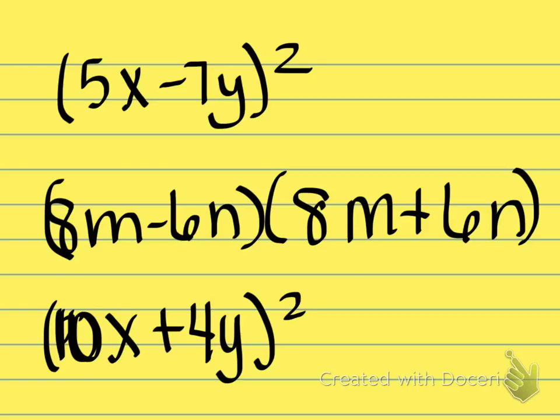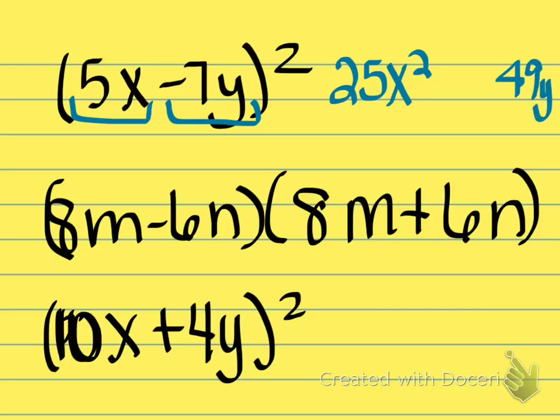So on the first one, I see that I've got 5x minus 7y, which means I'm doing 5x minus 7y times 5x minus 7y. And I know that I'm going to end up with a perfect square trinomial. So I'm going to do 5x squared. 5x times 5x is 25x squared. On the end, I'm going to have 7y times 7y, which is 49y squared. I know it's going to be positive, and this one's going to be negative. And then I'm going to do 2ab, which is 5x times 7y, which is 35xy. And then I'm going to double it, and I'm going to get 70xy.